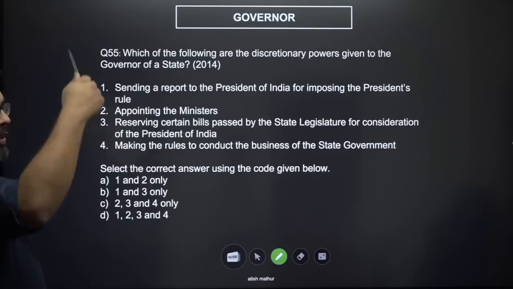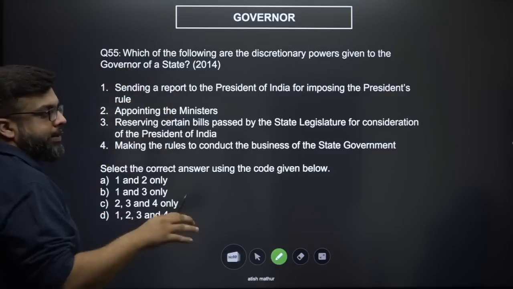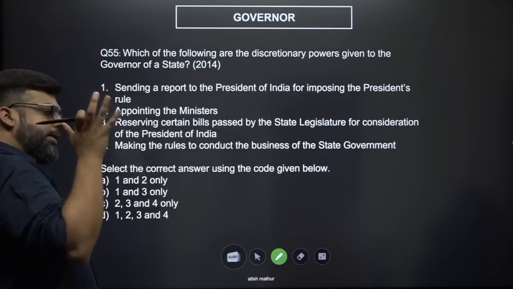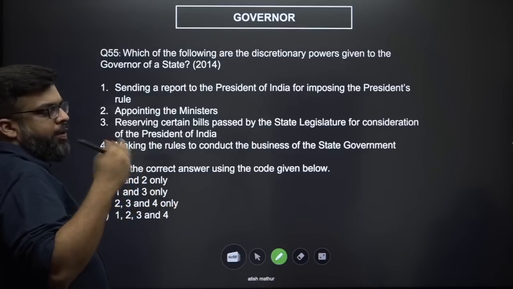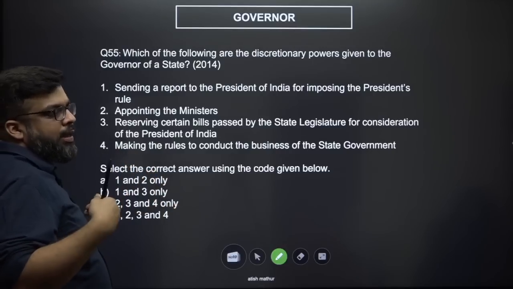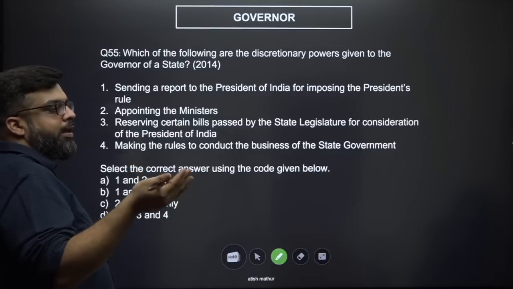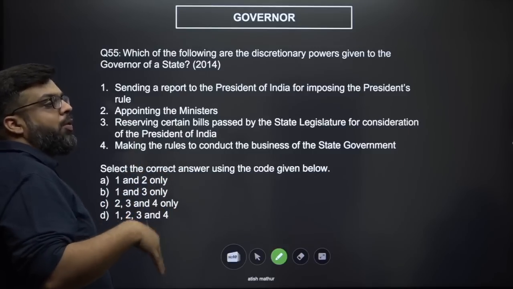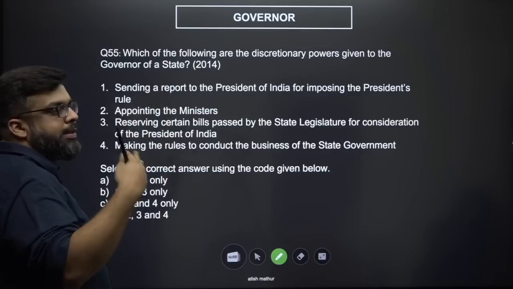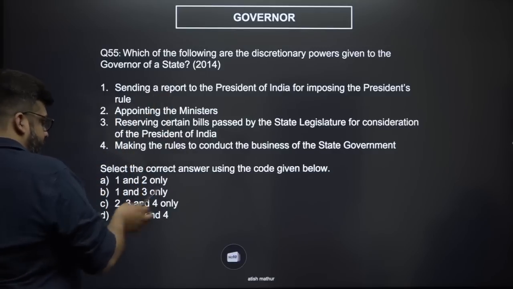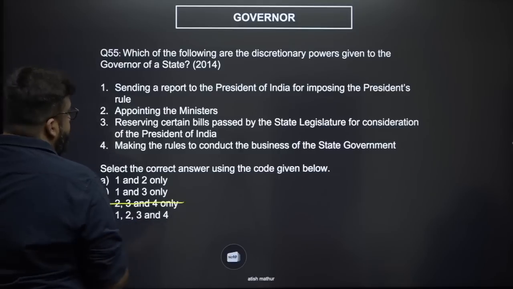Sending a report to the President on whether the situation in the state is bad enough for you to implement a financial emergency sounds like a discretion, because if it wasn't a discretion, then you'll have to listen to the Council of Ministers. And why would the Council of Ministers of a state recommend to the governor of their own state that, listen, we have failed and we need help, can you please help us with presidential rule? 1 is definitely correct. If 1 is definitely correct, then this is out.